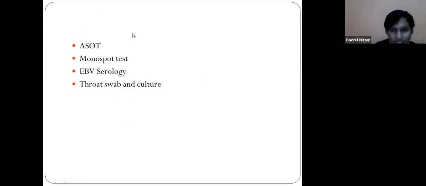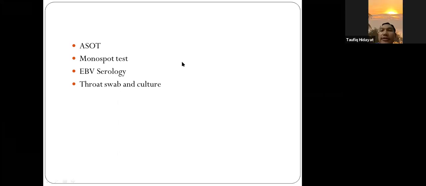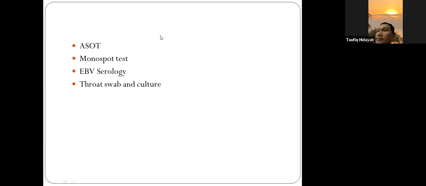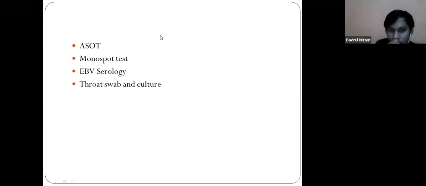Just to rule out the differentials and to confirm. Okay, alright. So we treat clinically as infectious mononucleosis. What treatment did you give? For this patient, just bed rest and adequate hydration, and symptomatic treatment for the fever and sore throat. The patient received ibuprofen and a throat spray, benzydamine, for the sore throat.